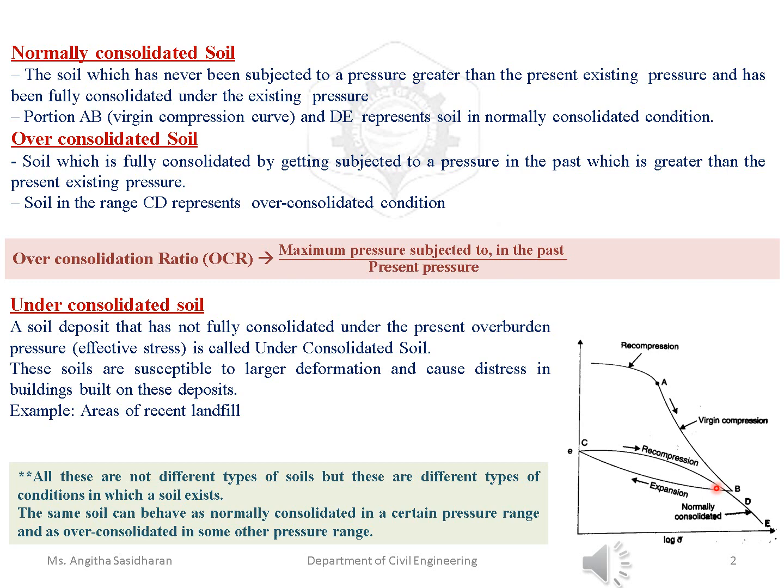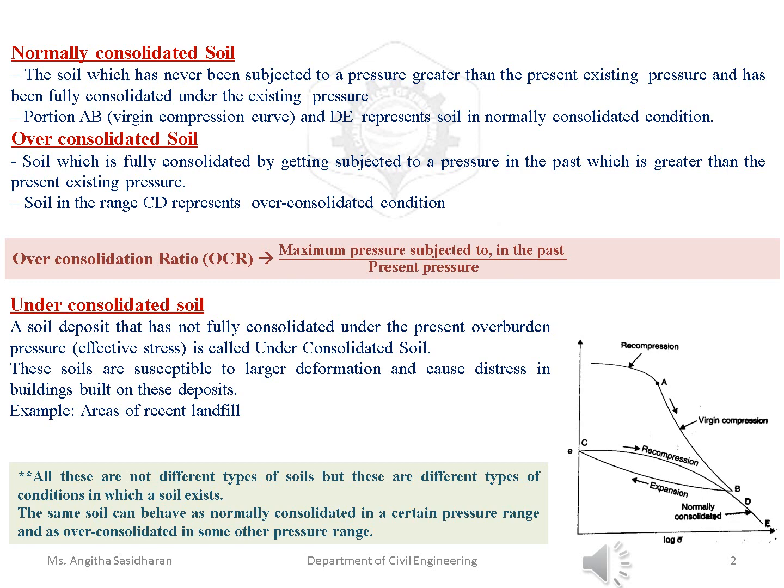So the soil in that range represents an over consolidated condition, and the over consolidation ratio can be defined as the maximum pressure subjected to in the past divided by the present pressure. So if it had experienced a pressure, say 10, in the past, and now you are giving 5, what is the OCR? It is 2. That's all.